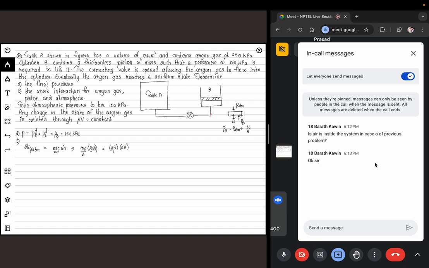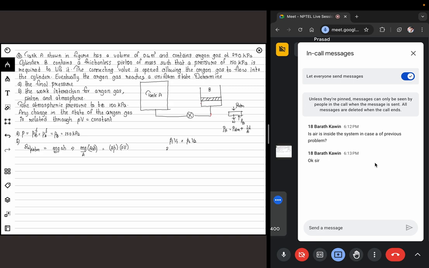So how do I calculate delta V? That is what the next part of the question tells you, that you can assume that the change in state of the argon gas is related to this particular equation, PV equals constant. So from my initial state, we will also have a little discussion on this a little further, but for now you can assume P1 V1 is P2 V2.